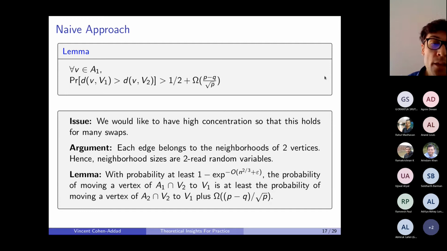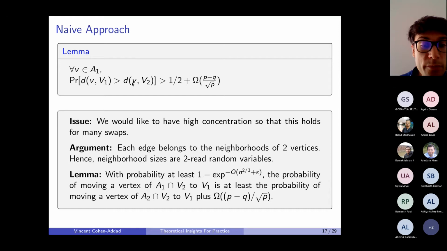Okay, so let me say again. The issue is that we would like to have high concentration, so that this bound is true for many swaps, many cuts that we'll get after many swaps. So what we have is that each edge belongs to the neighborhood of two vertices. The random things that we have are the edges, because that's where they come from. They come from the randomness of the graph. So each edge is like a random value that contributes to at most two of these values here, because each edge UV influences the degree of U to some part and the degree of V to some part.